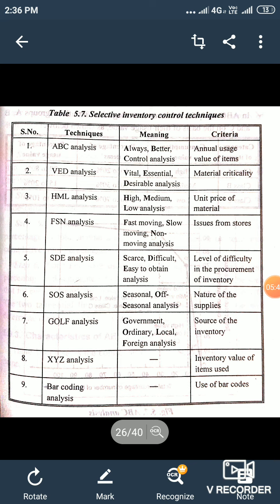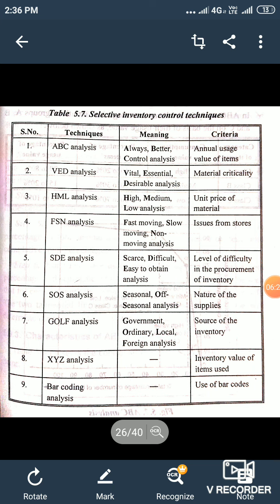Next one is XYZ analysis. It is based on the value of stocks on hand, the inventory value of items used. In this, items with high closing inventory are called X items, those with moderate closing inventory Y items, and those with low closing inventory Z items. It is mainly used for reviewing the inventory.